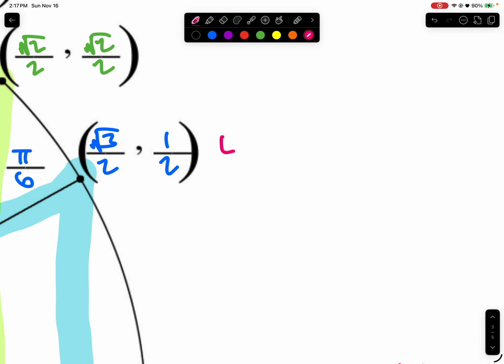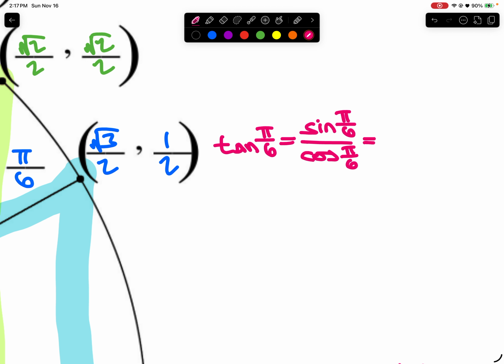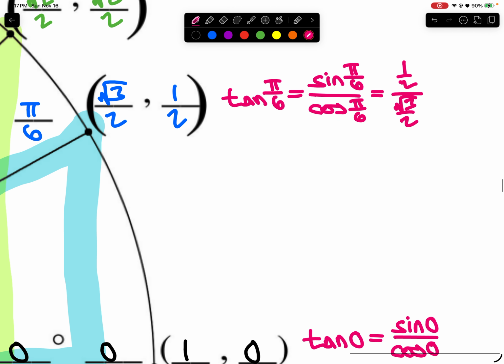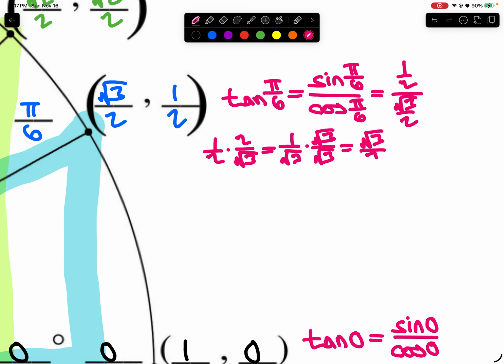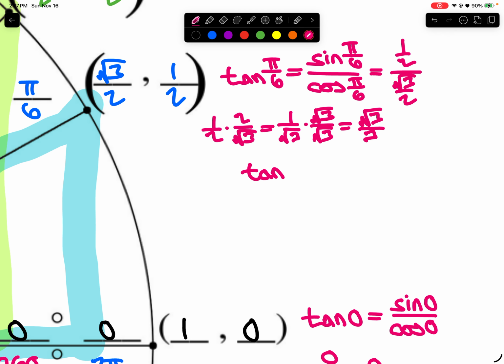All right, now moving on to the next one. At pi over 6, tangent of pi over 6 is equal to sine of pi over 6 over cosine of pi over 6. So that means we're going to have 1/2 over root 3 over 2. I need to simplify this. So 1/2, I'm going to multiply by the reciprocal, 2 over root 3, which is going to be 1 over root 3. And then we need to rationalize. So multiply by root 3 over root 3, which is going to give me root 3 over 3. So tangent of pi over 6 is root 3 over 3.